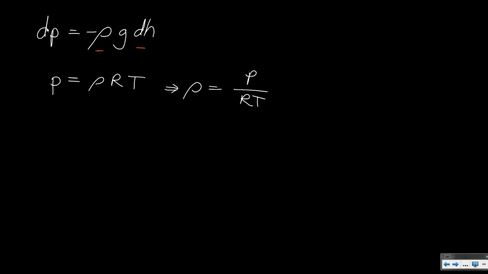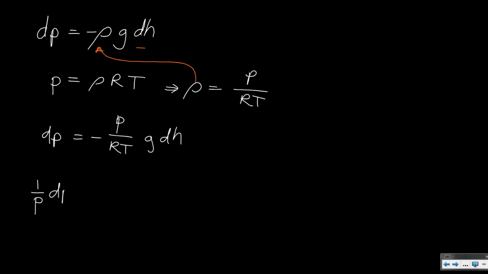So if we now substitute the rho into the hydrostatic equation, we get dP equals minus P divided by RT times g dH. Now, the next step is to make sure that the pressures are all on the left side of the equation. So we divide left and right by the pressure, which gives us 1 divided by P times dP, and here we get minus g over RT times dH.